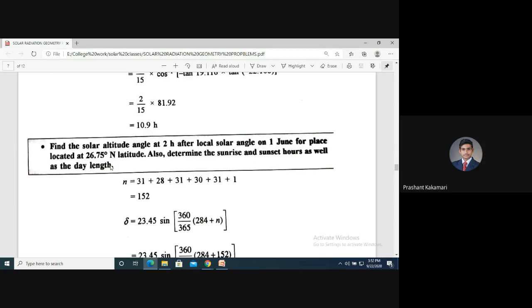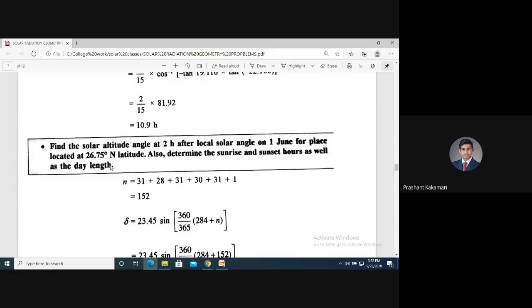Find the solar altitude angle, that is alpha, at 2 hours after local solar noon, or after the hour angle, on June 1 for a place located at 26.75 degrees north latitude. So latitude is directly written here. Also determine the sunrise and sunset hours as well as the day length.